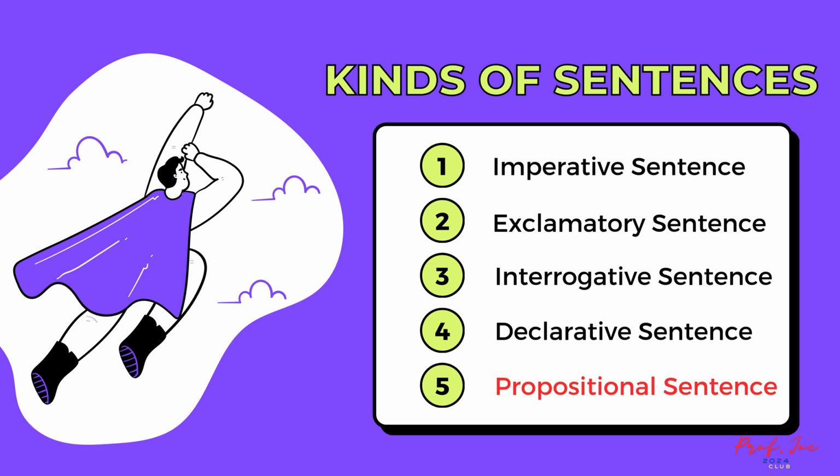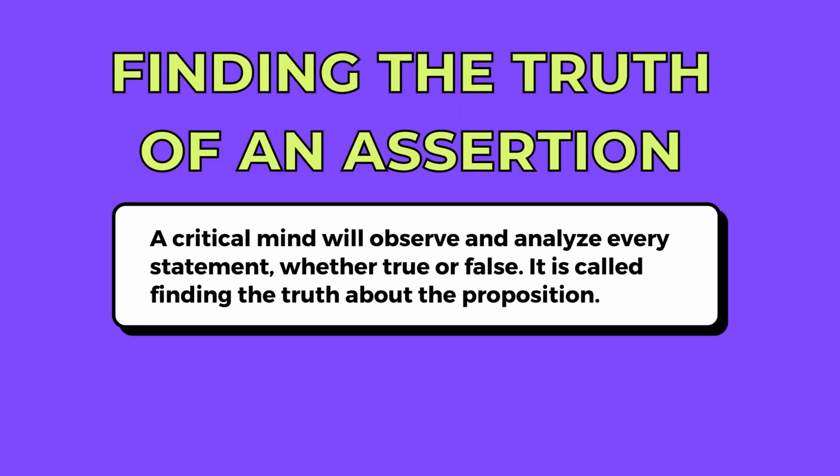Remember, not all sentences are assertions, like "I am Prof. Joe." So what? It does not assert anything about me. An example of a proposition is that Professor Joe is handsome. It asserts something. This demands judgment to affirm or deny the assertion. A critical mind will observe and analyze every statement, whether true or false. It is called finding the truth about the proposition.